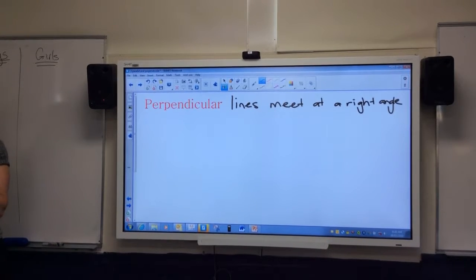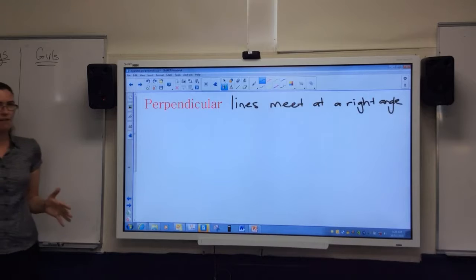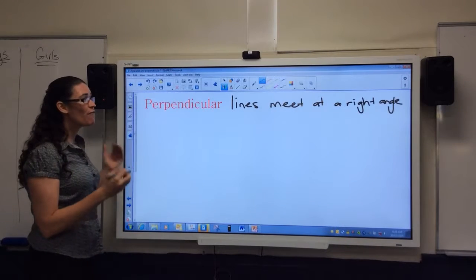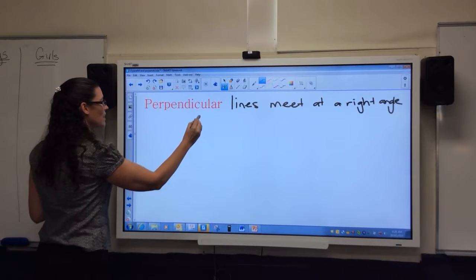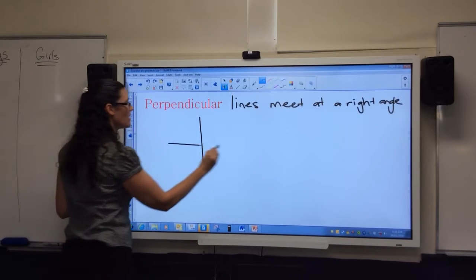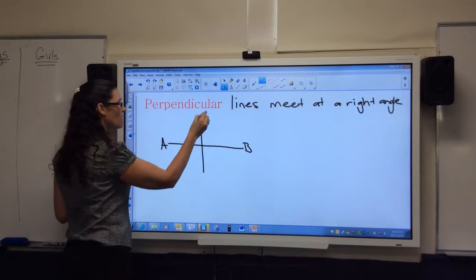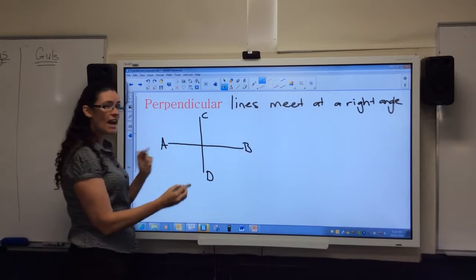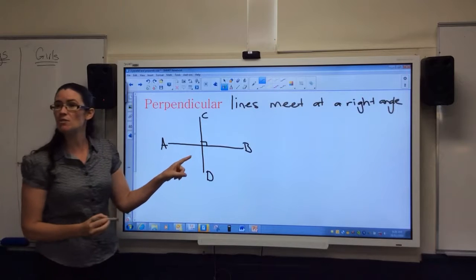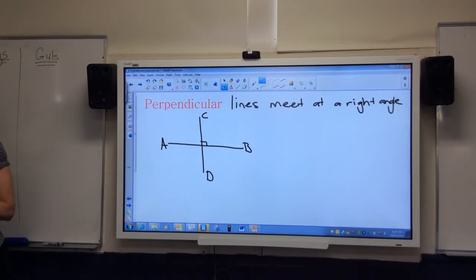Now we have a special way of writing a summary of the word perpendicular because it's a very long word and we don't always like to write big words in maths because spelling is very hard for us mathematicians. So if I had a picture that looked like this, I've got a line here and a line here. Now this line went from A to B and this one went from C to D and I have a little square here. The little square tells me that they're meeting at a right angle. You need to draw this picture into your book.